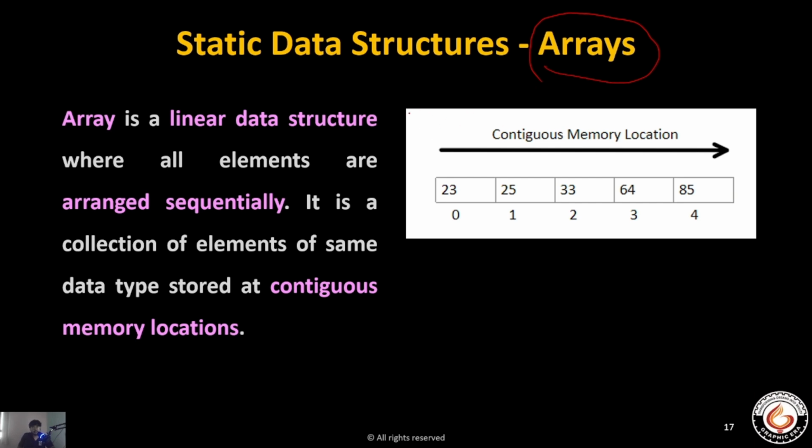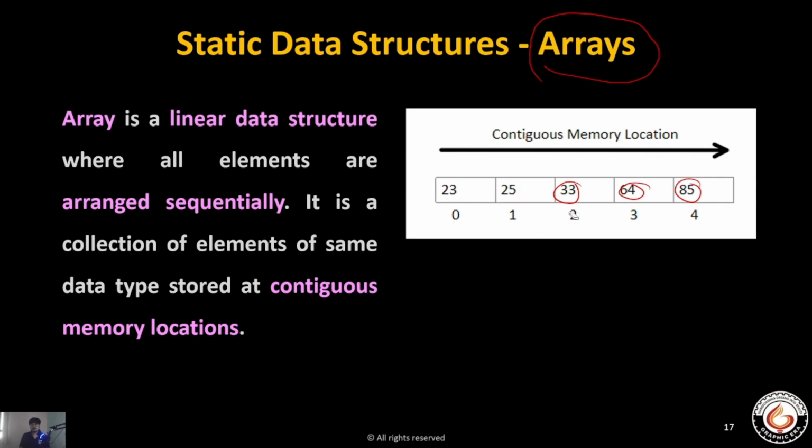An array is a linear data structure where all the elements are arranged sequentially, and it is a collection of elements of similar data type, okay, and stored at contiguous memory locations. Similar data type means, as you can see here, all the data elements of this array are of integer type. There is no different data type stored in this array.